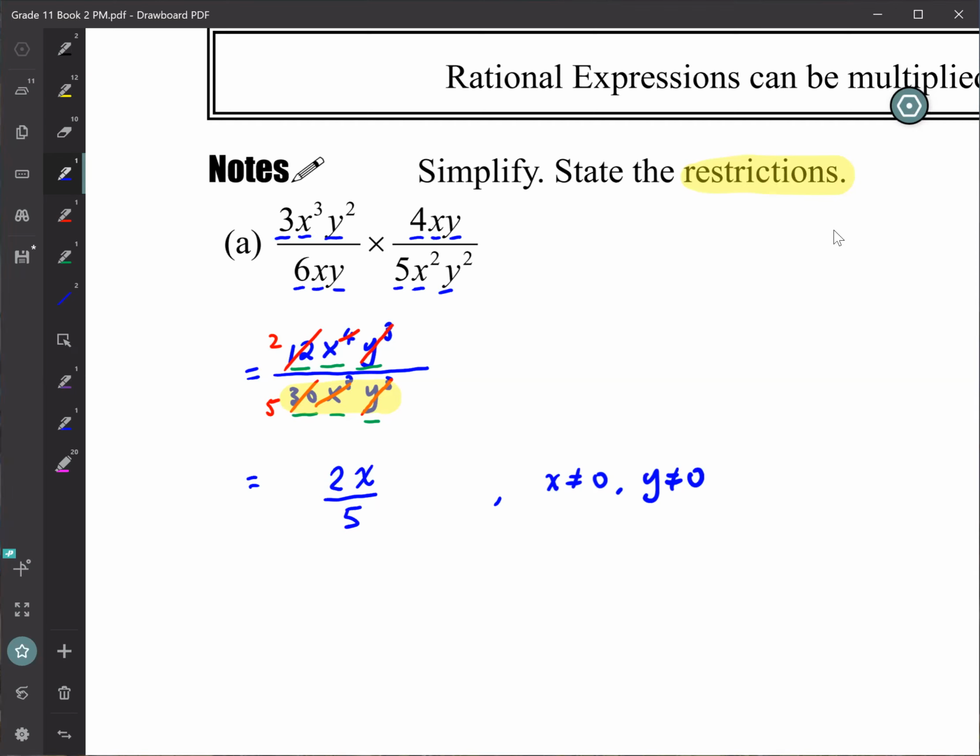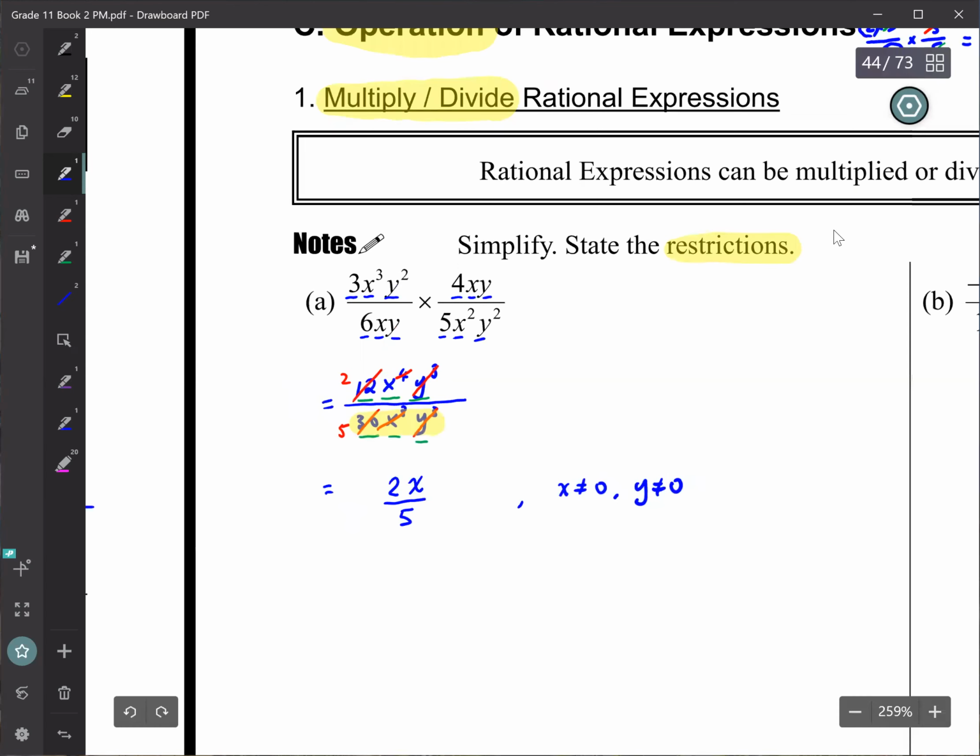So you look at each factor. If it only has one variable, just like x cubed, then x cannot be 0. And then the other factor is the y, right? So y cannot be 0. So this together is your final answer, and the restriction is part of your answer. Okay, don't forget restrictions.